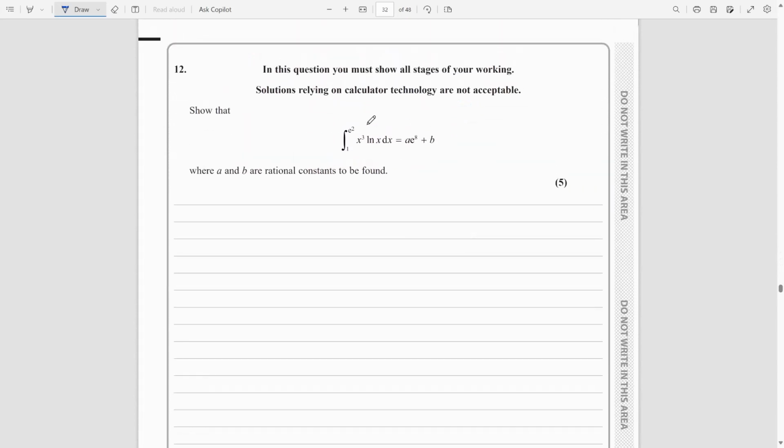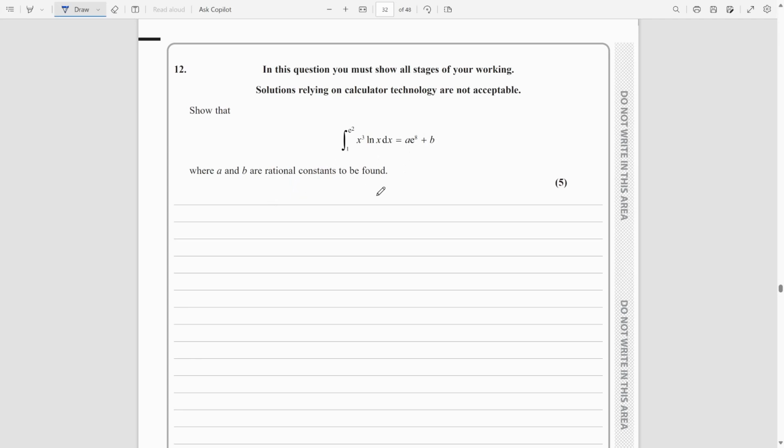Question 12. Solutions relying on calculator technology are not acceptable. Noted. Show that the integral from 1 to e squared of x cubed ln x dx is a e to the 8 plus b, where a and b are rational constants. We need to use integration by parts for this.